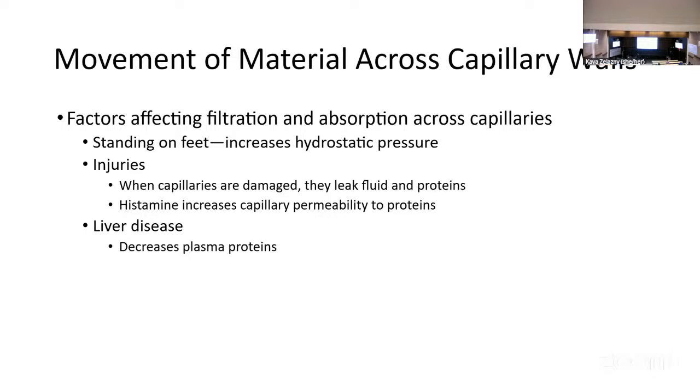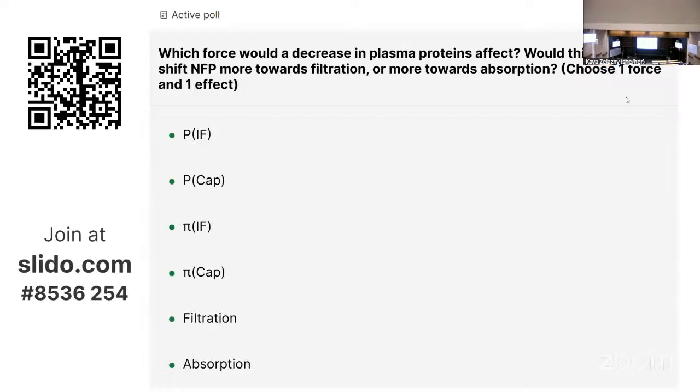So when we see liver disease, one of the things that can happen here is that we can decrease plasma proteins. So I'm gonna have a question for you. If we decreased our plasma proteins, which force might we be affecting here? And then what overall effect are we going to see on the NFP? Are we going to make a larger number? Are we going to have a bigger force for filtration? Are we going to have a lower number, potentially going towards the negative, taking us towards more absorption than normal? So without any numbers here, I want you to take a try. Start with which force you're changing, and we can think about up or down.